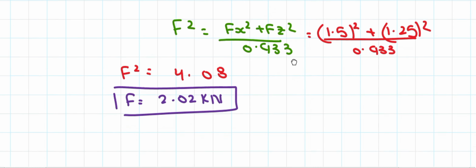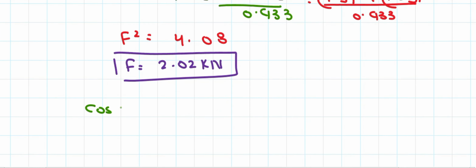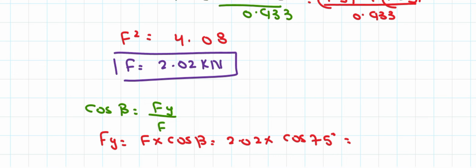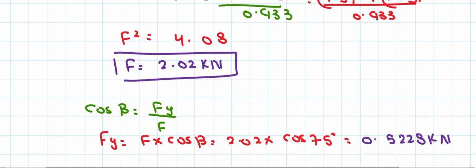Now, putting the value of F in equation number 2 so that you find the value of Fy, cos beta is equal to Fy upon F. We know that the value of beta is 75 degrees. So Fy is equal to F into cos of beta. The value of F is 2.02, and the value of beta is 75 degrees. So 2.02 into cos 75 degrees, you will get 0.5228 kilonewton. Now your question has been solved here and your concept too.